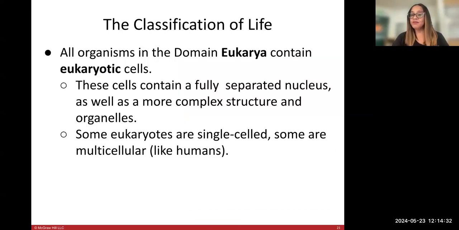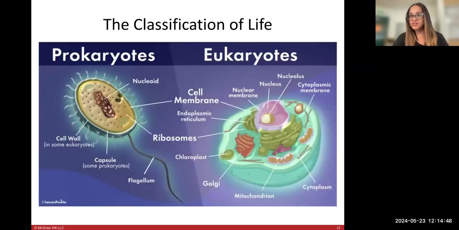All organisms in the domain eukarya contain eukaryotic cells. These cells contain a fully separated nucleus as well as more complex structure and organelles. Some eukaryotes are single-celled and some are multicellular, like humans. So this is just an overview of prokaryotic versus eukaryotic cells. Prokaryotes are smaller and simpler, but they have DNA in the middle. We just call that the nucleoid region. It's not fully separated by a nuclear envelope.